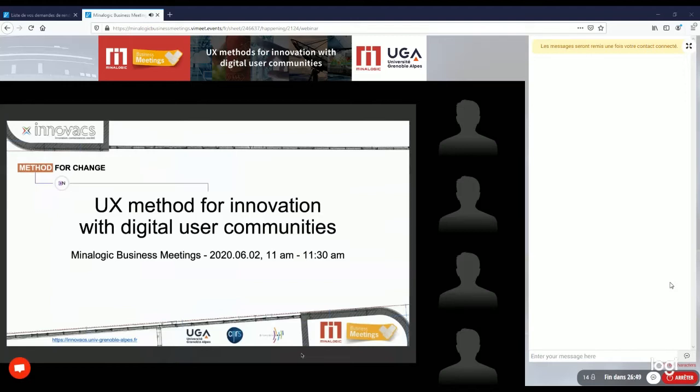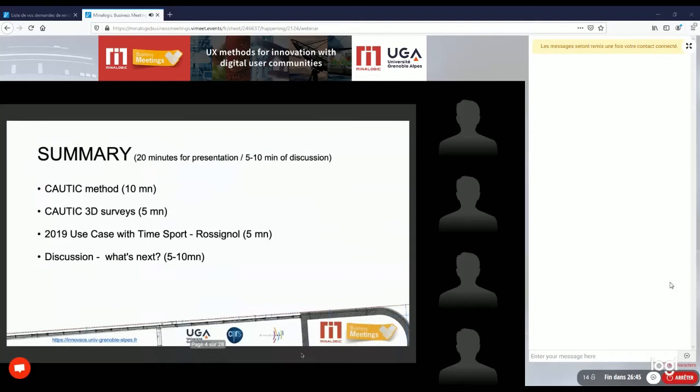The talk is organized into 4 sections. First, we will introduce the main principles of this UX method, which is called CAUTIC, for user-aided design for innovation, technology, and change. And then we will depict briefly the 3-dimensional process of the CAUTIC method. And then at the end, Kena will illustrate the method with a recent use case. And finally, we hope to have 10 minutes for the discussion.